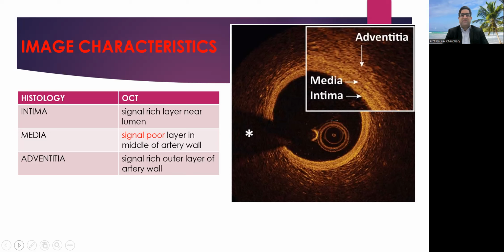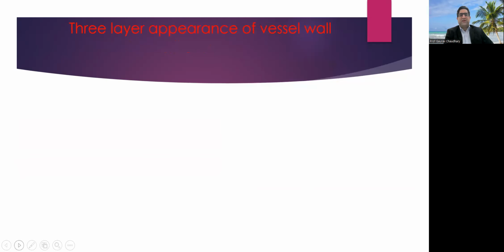The intima is a signal-rich layer near the lumen, the media is a signal-poor layer in the middle of the artery, and the adventitia is the signal-rich outer layer of the artery wall. On the right side, we can see the intimal layer is bright, signal-rich. After that it is signal-poor, and after that again signal-rich. So it is signal-rich, poor, rich: bright, dark, bright.